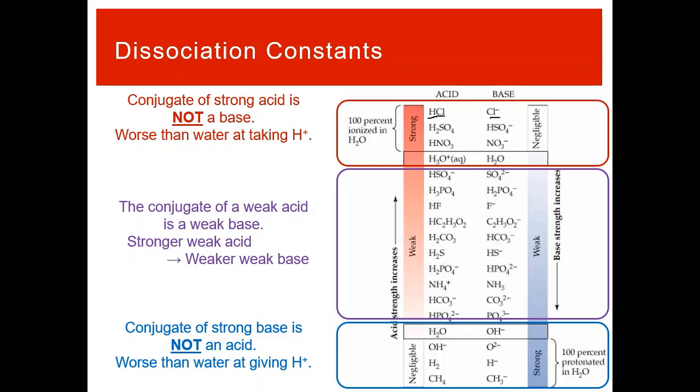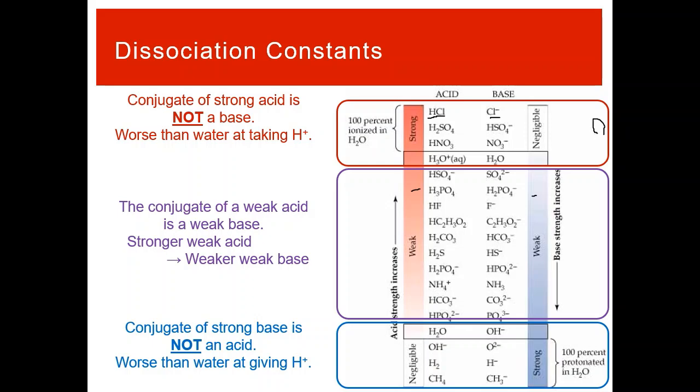So that sort of middle ground where you have weak, the conjugate of a weak acid is a weak base. So that's where you have the pair, when they're both weak at the same time. So you'd have, say, a weak acid, its conjugate is also a weak base. But a stronger weak acid, so for example, H3PO4, has a weaker weak base. They are still weak. They both can affect the pH, but H3PO4 does a better job of it.